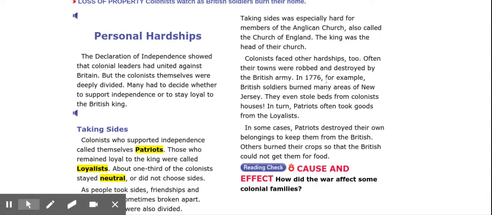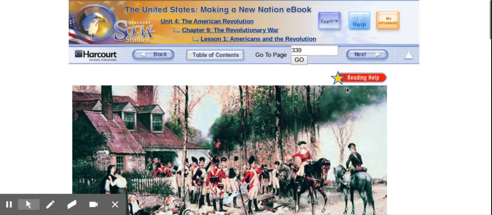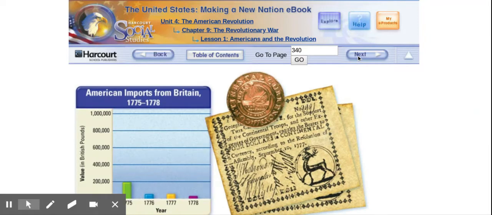Here this paragraph talks about how during war, often towns were robbed and destroyed by the British Army. Same thing happened with the Patriots. Patriots often took goods away from the Loyalists. In some cases, Patriots even destroyed their own stuff just to keep it from the British. Families were very often torn apart because of the war.